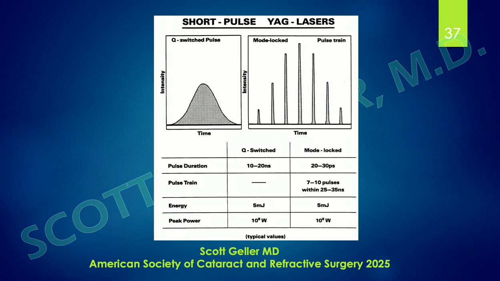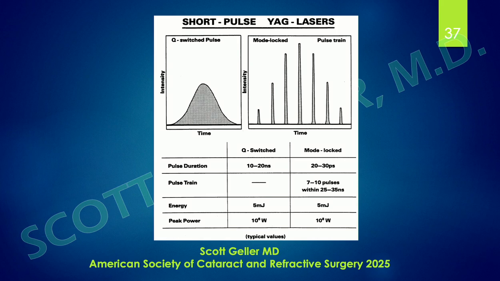So the Q-switched laser has a short pulse. The pulse duration can be 10 to 20 nanoseconds. That's 10 to the minus 9 seconds. And there is no pulse train. The energy can go up to maybe 5 millijoules in our use, and the peak power can go up to 10 to the 8 watts.